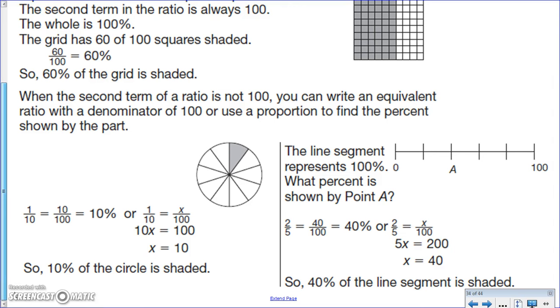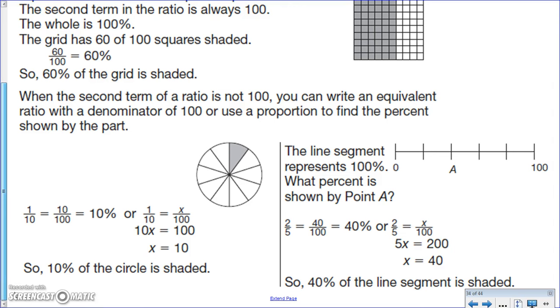The line segment over here also represents 100%. And then they're asking us what percent is shown by point A. So we have 2/5, because the A is on the second slash out of 5 sections. Then they multiply the numerator and the denominator by 20, because 5 times 20 is 100, and whatever you do at the bottom of a fraction, you have to do to the top of a fraction. So 2 times 20 is 40, or 40%.